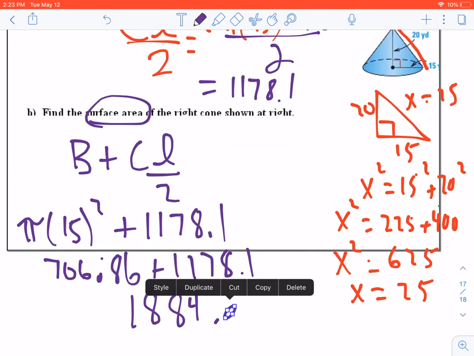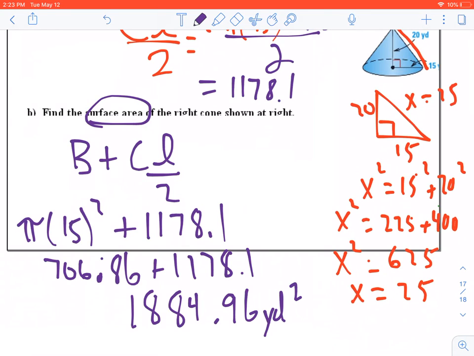1,884.96. I'm sorry, 97? Yeah, 97. And units are in yards this time, so it is yards squared.